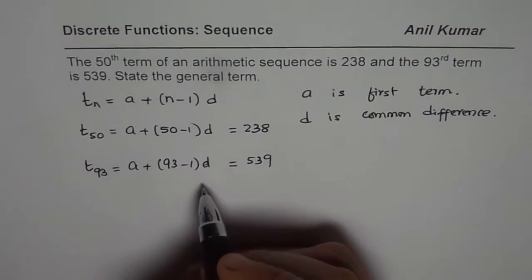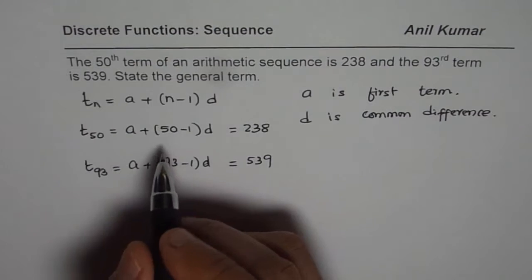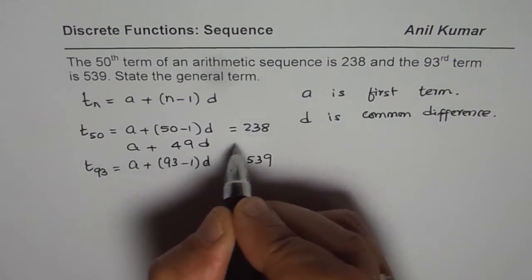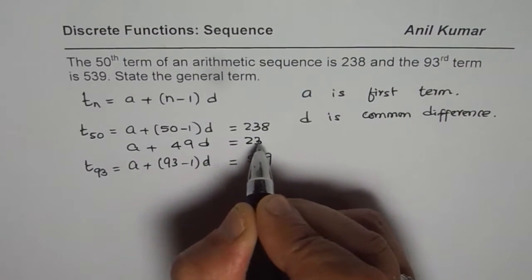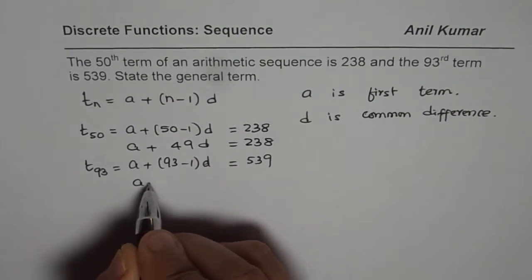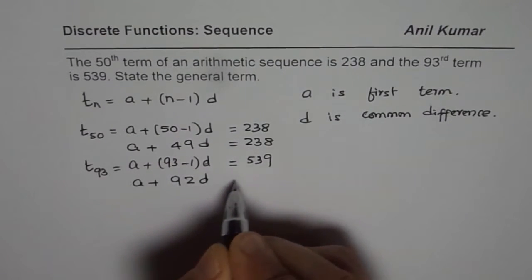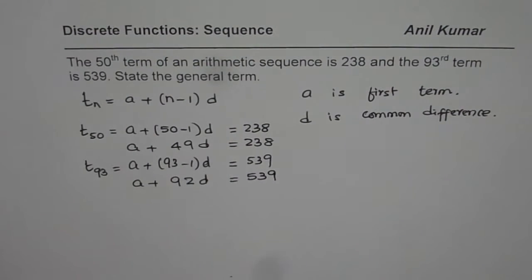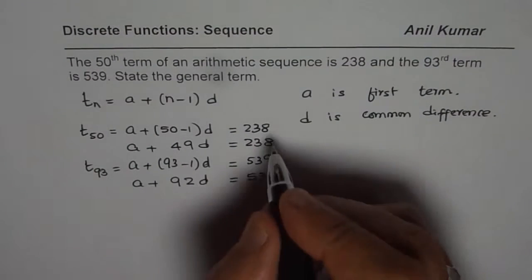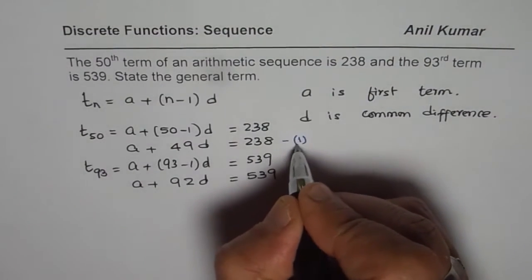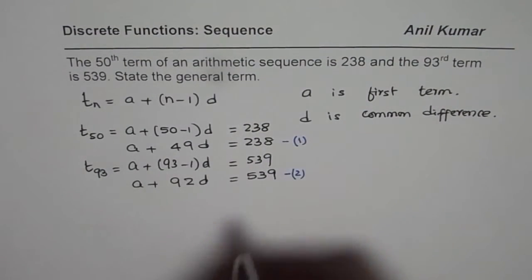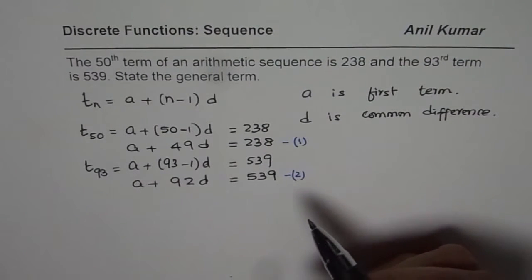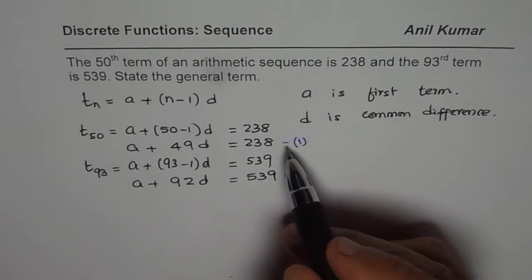Now, from these two equations, we can simplify a bit. So let me write this as a plus 50 minus 1 is 49, 49d equals 238. And this equation I can write as a plus 92d equals 539, right? I'll also number these equations so that it becomes easy to communicate. Let's say this is equation number 1 and this is equation number 2. Now we have two equations, two variables a and d. We can find them by eliminating one of them at a time.